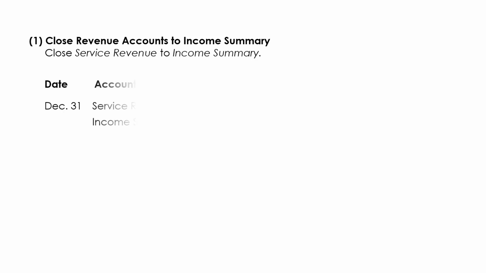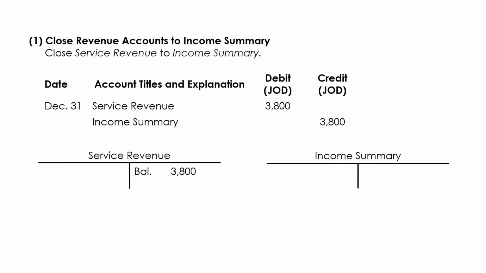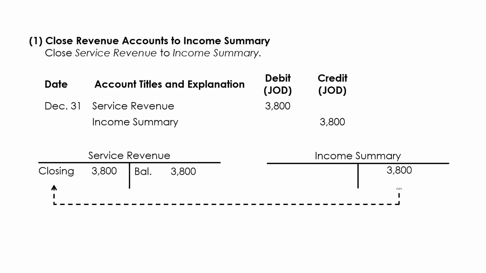As you can see, we debit service revenue for 3,800 Jordanian dinars, bringing its balance down to zero, and credit income summary for the same amount. If we look at the T accounts below, the service revenue account now shows a closing entry of 3,800 Jordanian dinars on the debit side, which clears it out completely. Meanwhile, the income summary account records 3,800 Jordanian dinars on the credit side. That's the revenue now carried over for the period's summary of results.